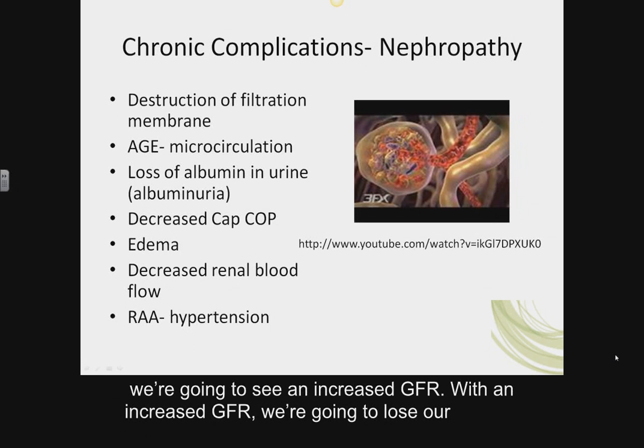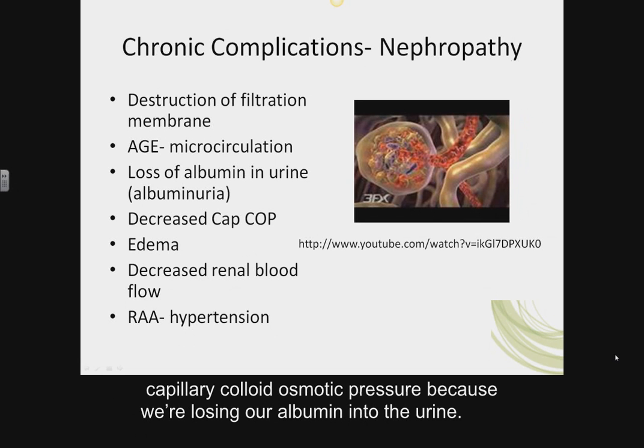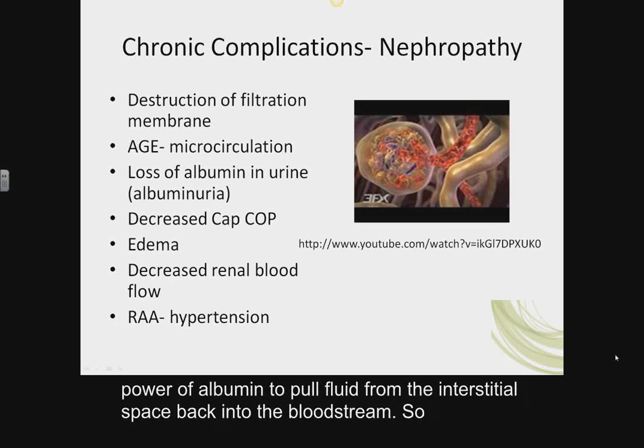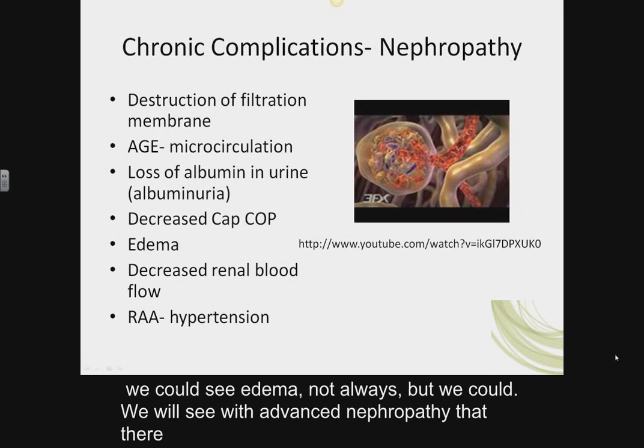So in the patient with nephropathy, we're going to see that increased GFR. With the increased GFR, we're going to lose our capillary colloid osmotic pressure because we're losing our albumin into the urine. Systemically, we can see a patient present with edema because they have less pulling power of albumin to pull fluid from the interstitial space back into the bloodstream. We could see edema, not always, but we could.